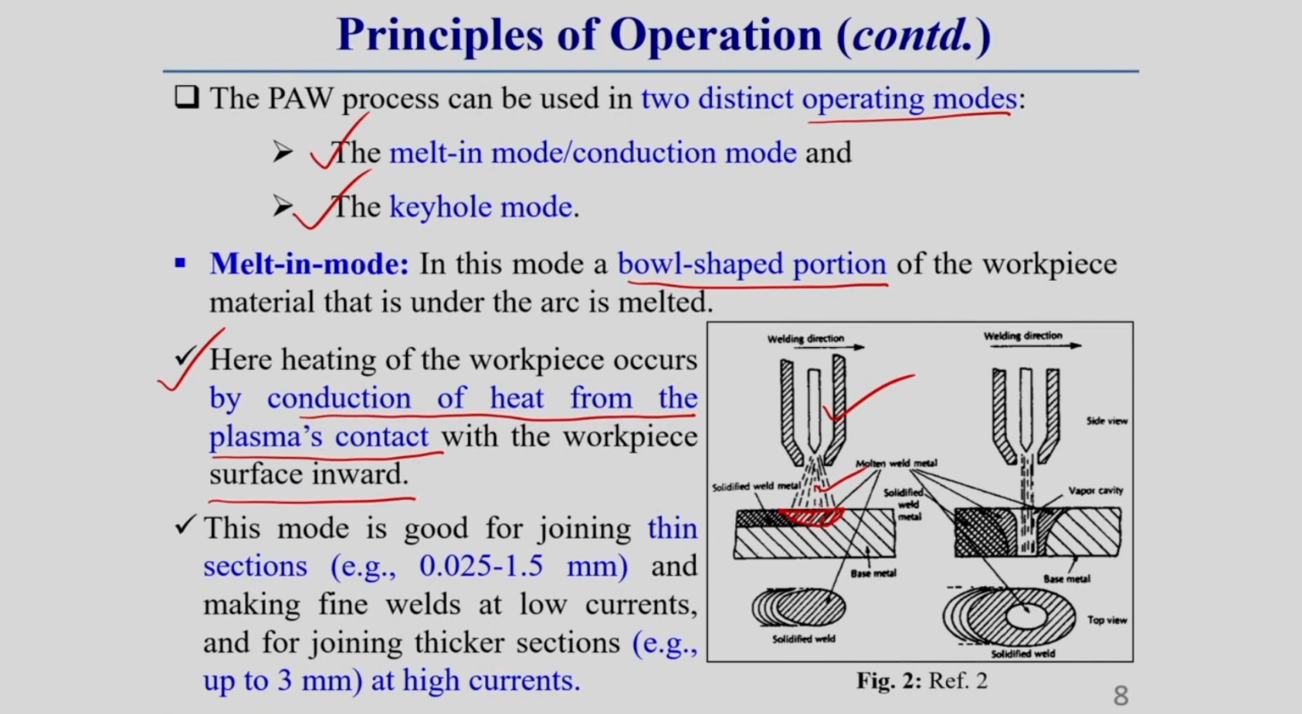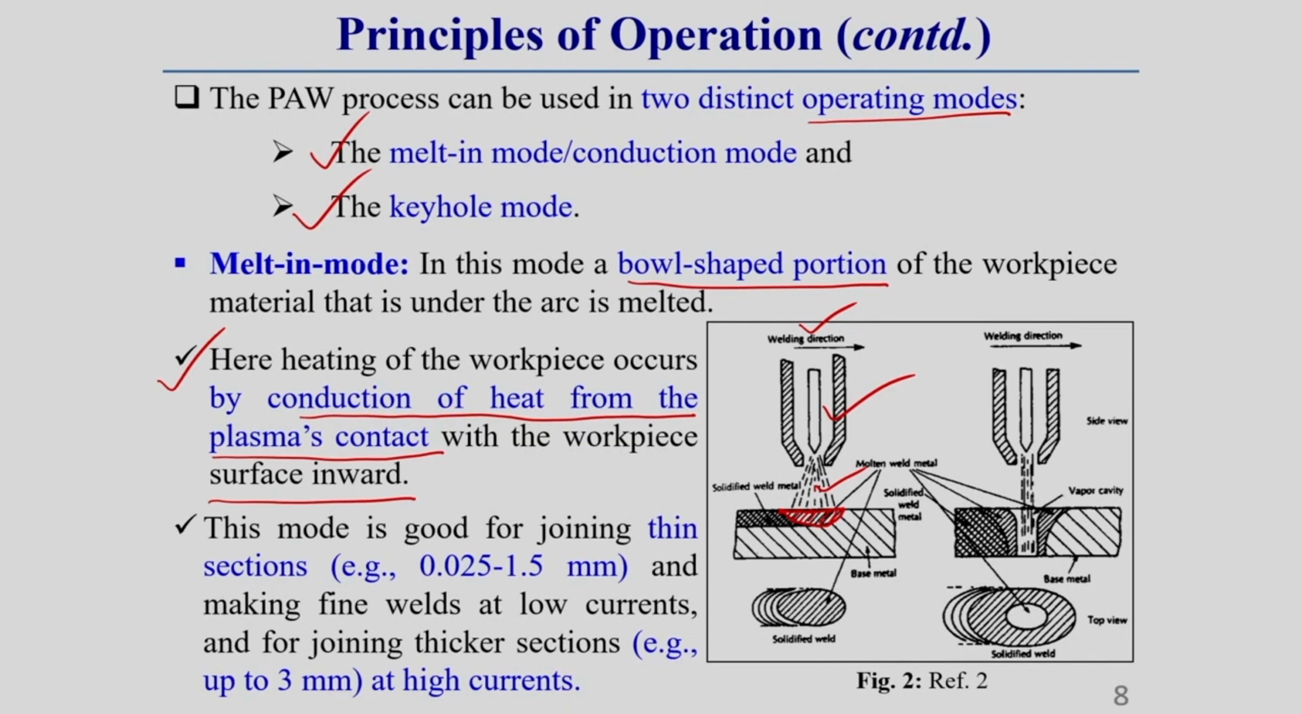Whatever conduction of heat occurs here, generally it occurs from the arc to the workpiece by conducting heat in the inward direction. Now, this melt-in mode, or conduction mode, type of welding process is used for very low thickness material, varying from very low thickness, like 0.025 millimeter, to around 3 millimeter. Up to this 3 millimeter thickness plate, it is generally preferable to use conduction mode welding, because here penetration is comparatively less.